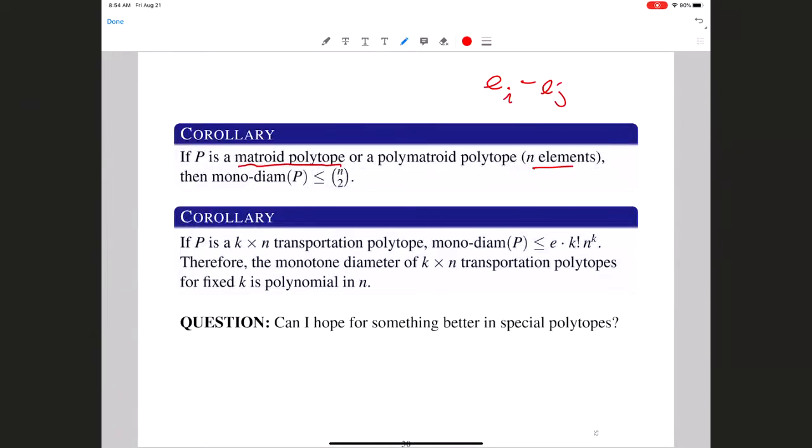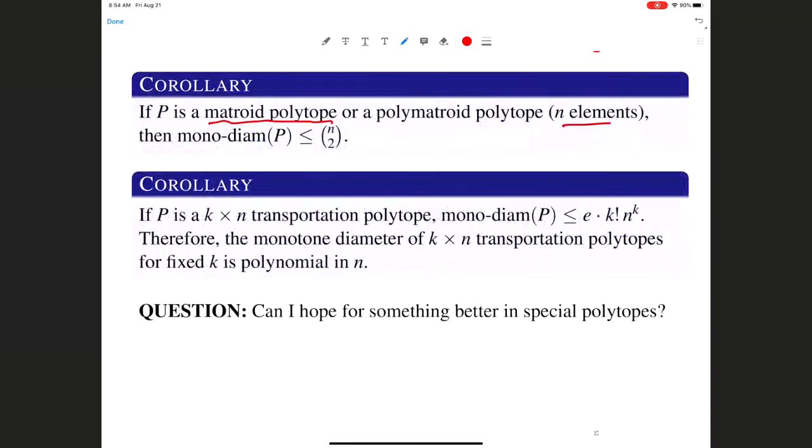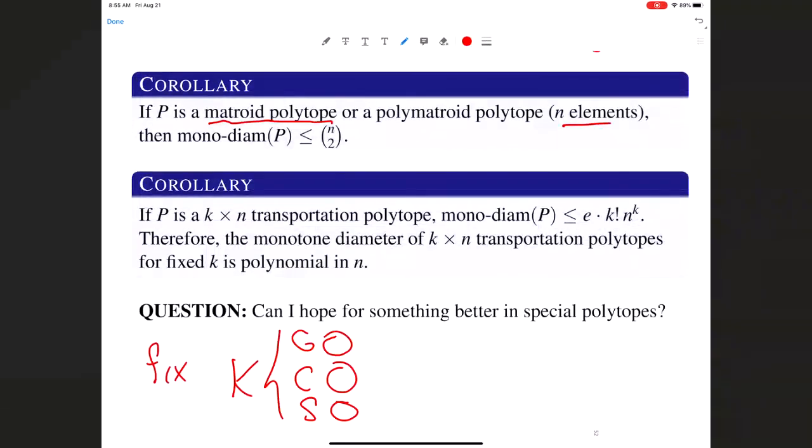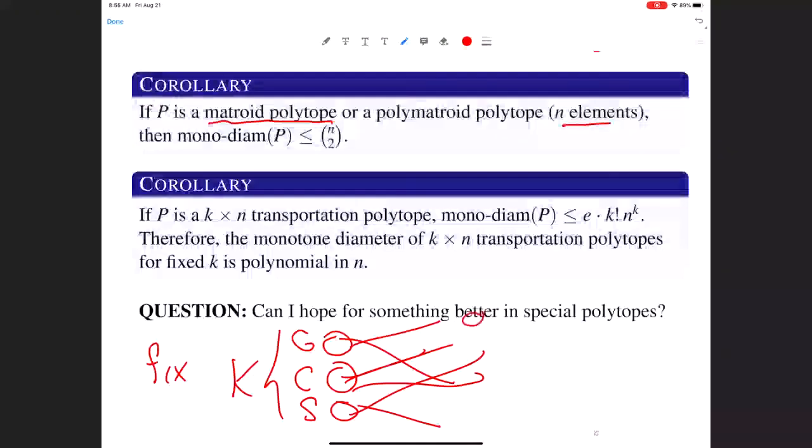Now you remember the transportation polytope I gave you at the beginning of my lecture, right? So what happens if the number of factories is fixed? For example, there's one factory in Guanajuato, one factory in Celaya, and one factory in Salamanca. I think people know where I'm talking about, right? So the number of factories K is fixed. Then you have the cities, and you may have millions of cities where you need to sell the laptops. There are only three factories of laptops in Mexico, so K is fixed. Then I can prove that the monotone diameter of this polytope is also going to be polynomial. It's going to be of the order E times K factorial times E to the K, but because K is a constant, it's a polynomial of degree K.